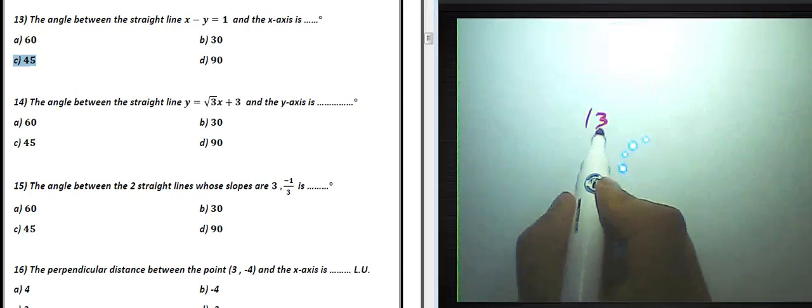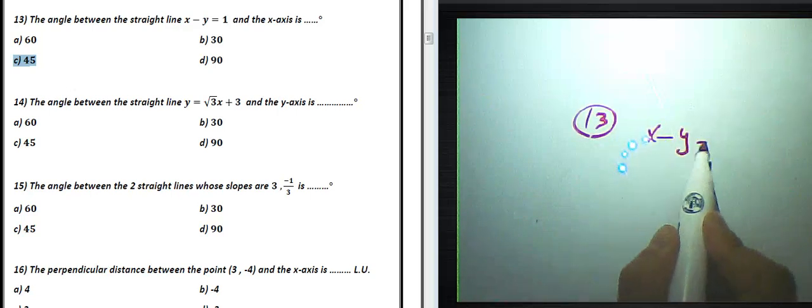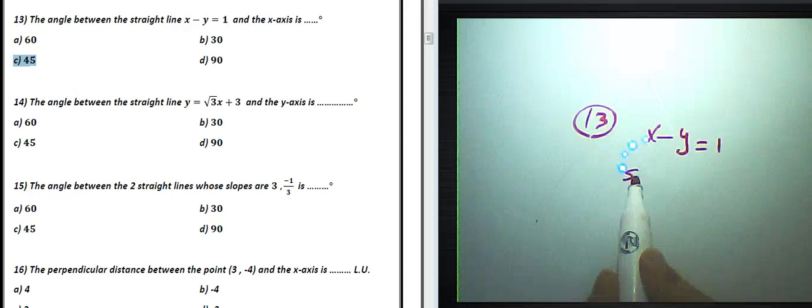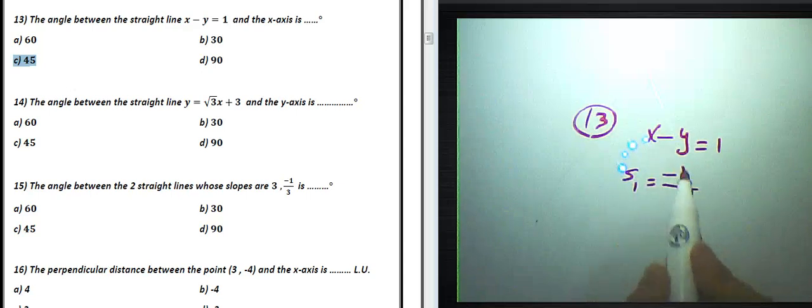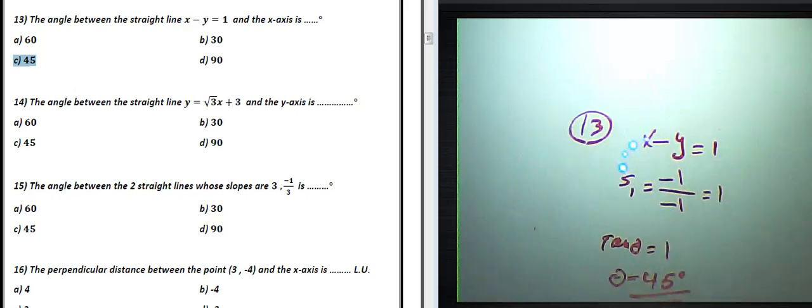Again, question 13. Straight line x minus y equals 1. So the slope will be negative coefficient of x over coefficient of y, it will equal 1. You know, tan theta equals 1, then theta will be 45 degrees. So the result will be 45 degrees.